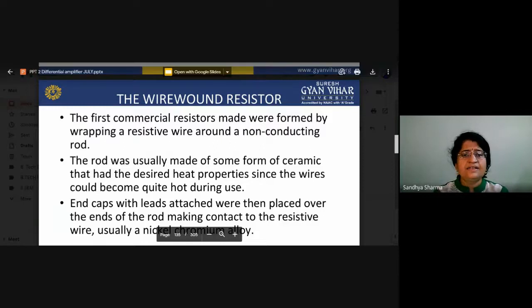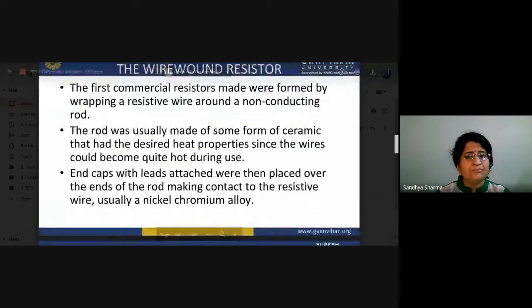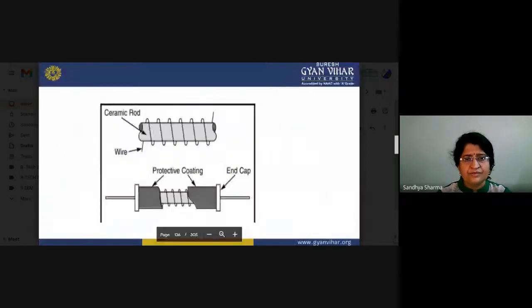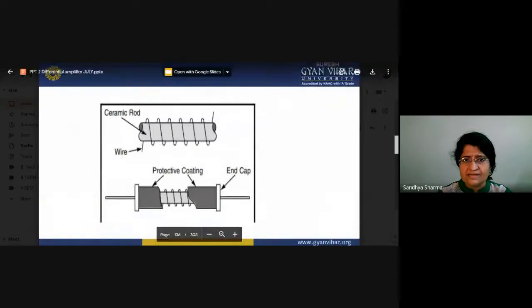And caps with leads attached were then placed over the ends of the rod, making contact with the resistive wire. Usually nickel chromium alloy is used as the wire for a wire wound resistor. You can see here this is a ceramic rod and these are the wires which are wound around that particular rod.